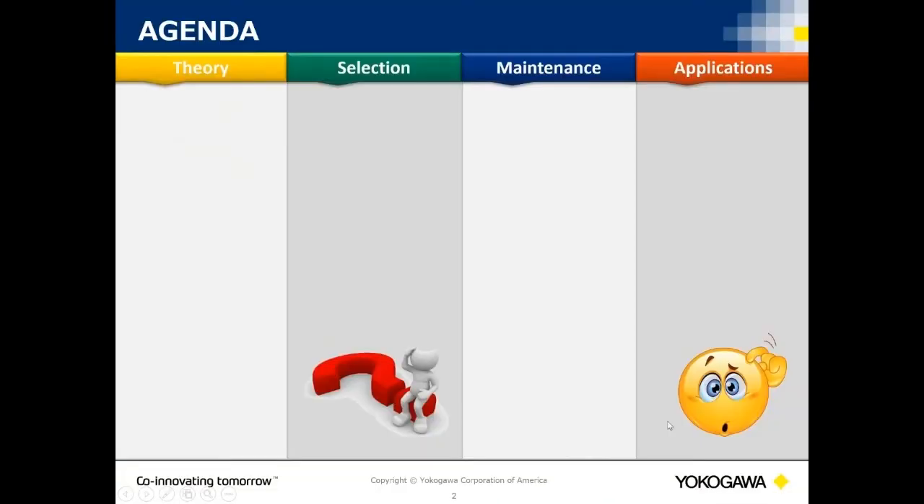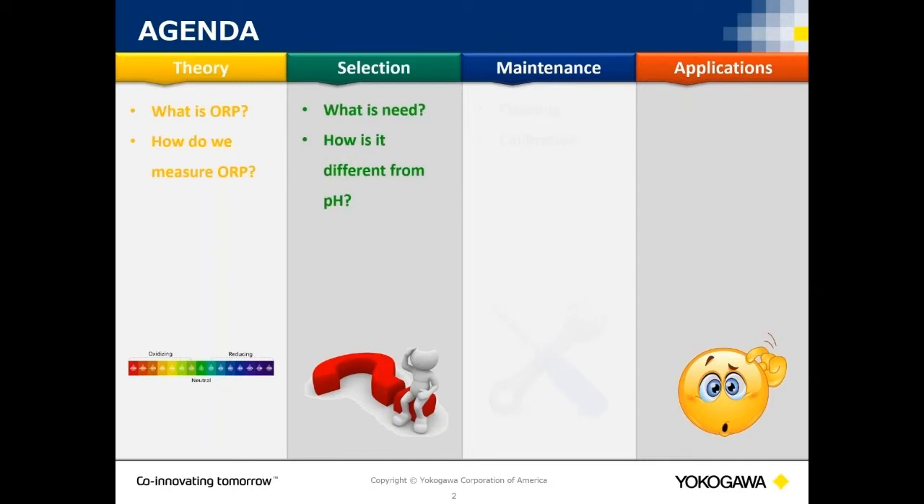Thank you, ladies and gentlemen. Today we're going to talk about the basics of ORP. So we're going to go over a little bit of theory on what is ORP, why do we measure ORP, how do we measure ORP, and then we'll get into the basics of what kind of sensor selection you need, what you are looking at when you have ORP measurements, and how it is different from your existing pH sensors that you have in your process.